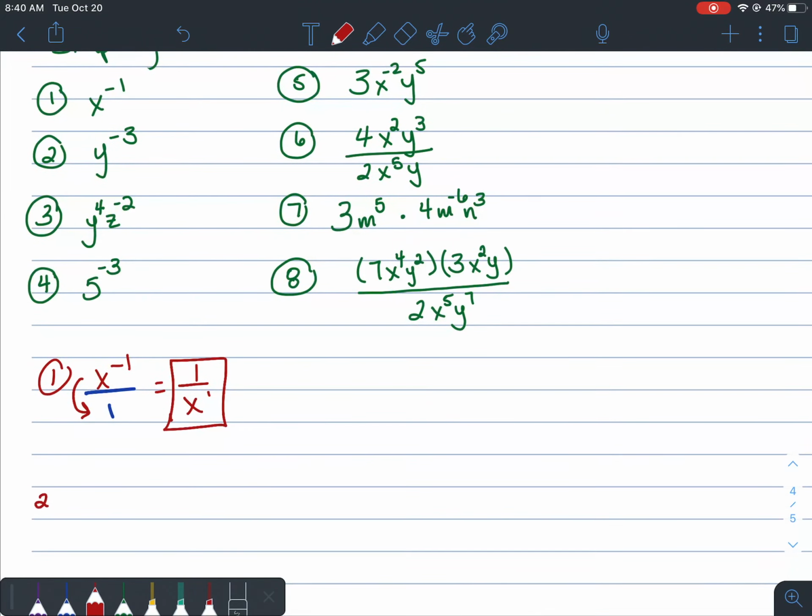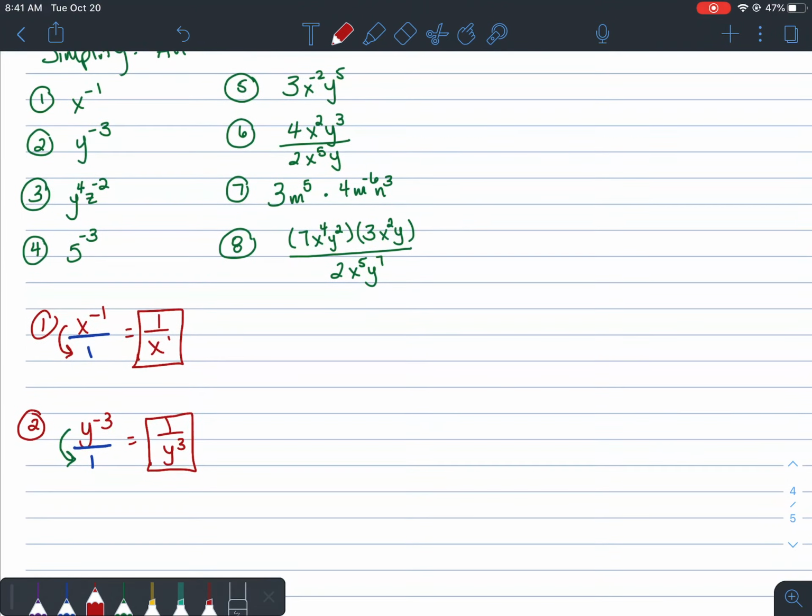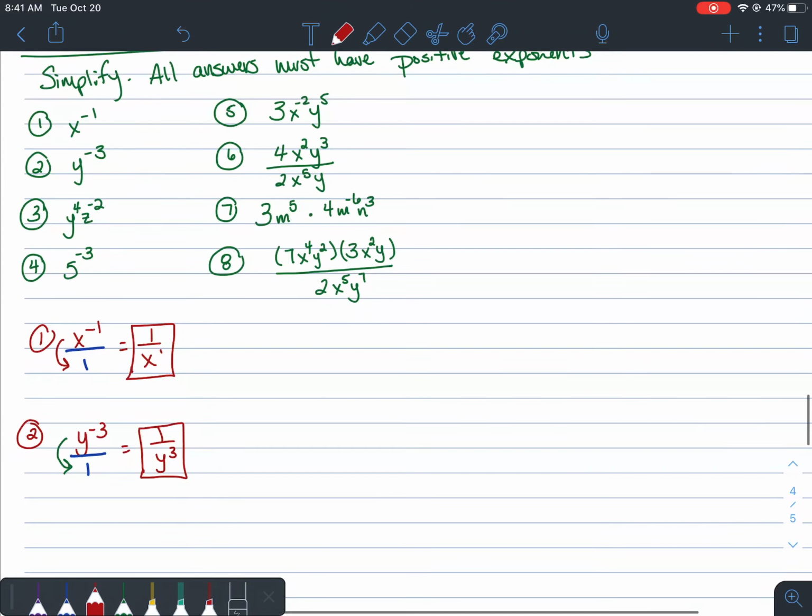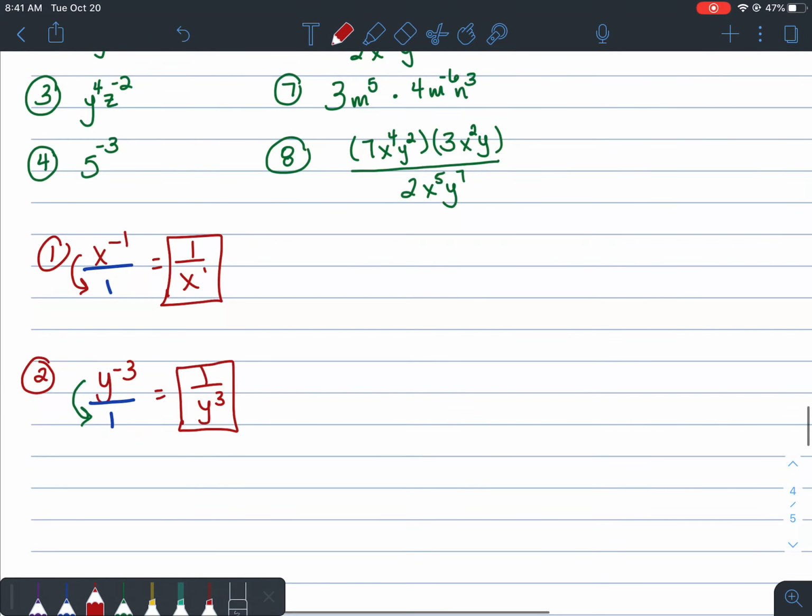Number 2. Very similar. This time it's y to the negative 3. We move that over 1, and we take a look at that closely. And we need to move it and lose it. 1 over y to the third. There is no product rule. There is no quotient rule here. It's just rewriting. Okay?